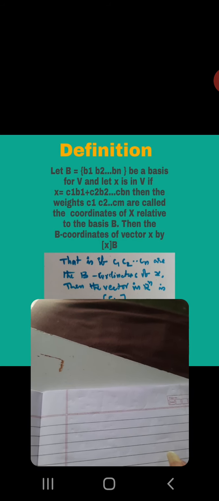So x is a linear combination of these vectors, and (3, 0, -1) is the coordinate vector of x. Similarly, you follow the same method for the second problem.